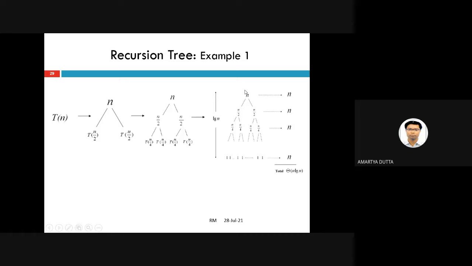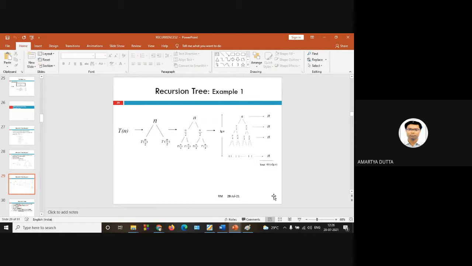So what will be the complexity of this recursion tree? The complexity is determined by the height. How to compute it? The complexity is order of log n, the height, times the cost for each step. The cost for each step is n. So n into height, that is n log n. Is it clear? This is the recursion tree.